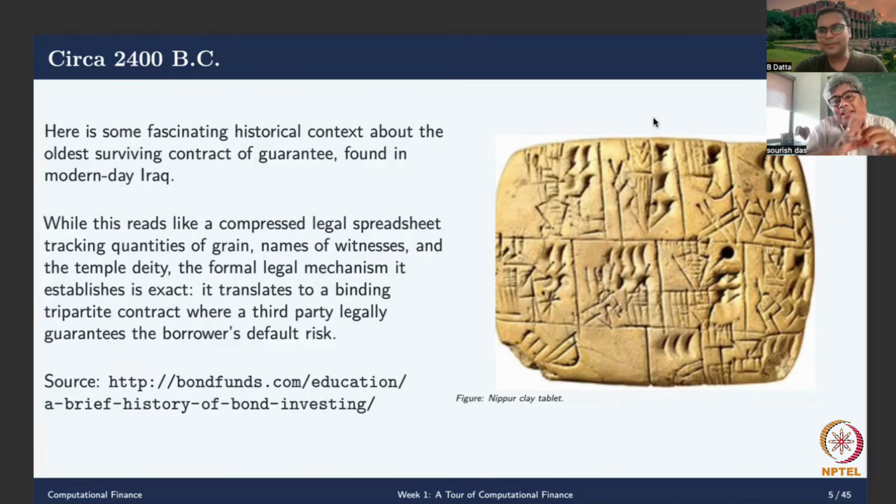One of the fascinating things is that we think these are common modern ideas. Apparently, this was happening 2400 before Common Era. That means almost 4400 years back in Mesopotamia. Certainly older than James Bond, right? Yes.